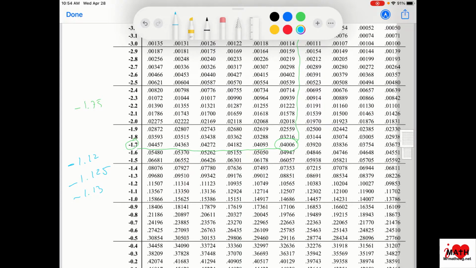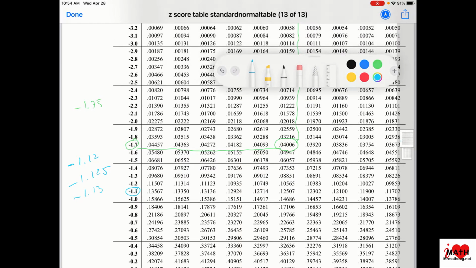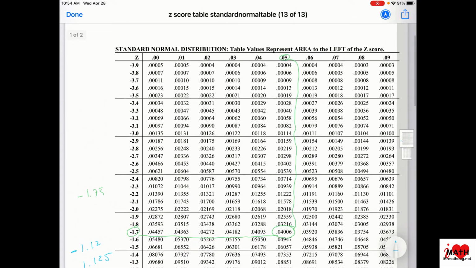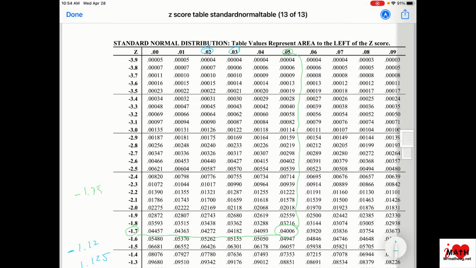Negative 1.12, so negative 1.1. Move this over to the right. And the 2 here, and then the 3. So let's go all the way down.